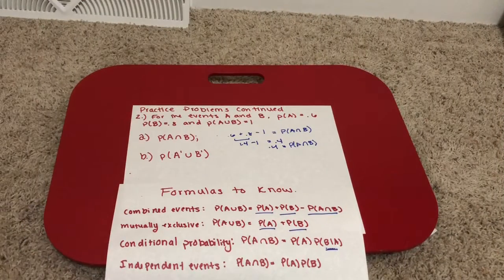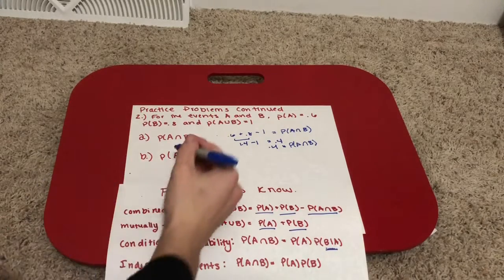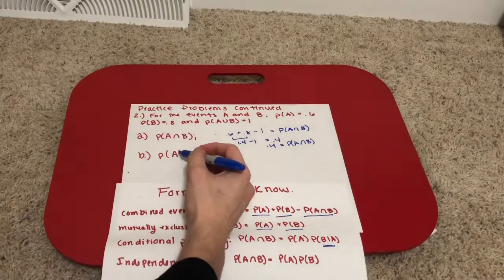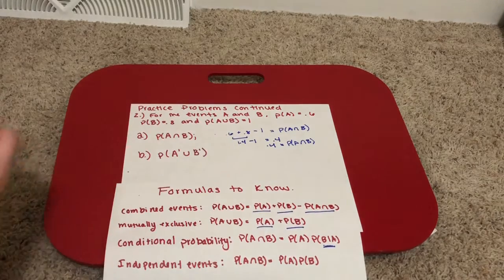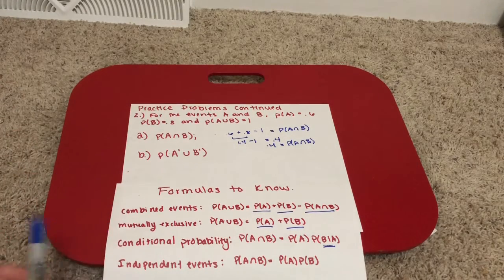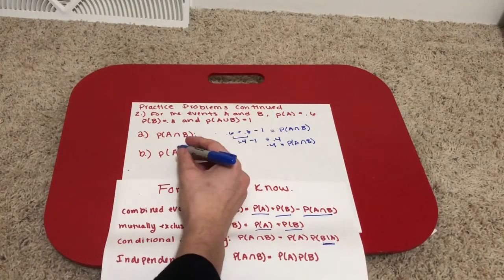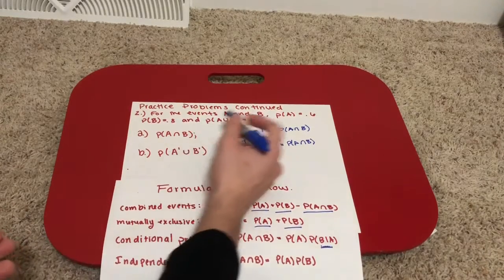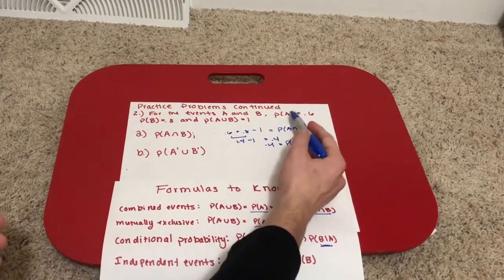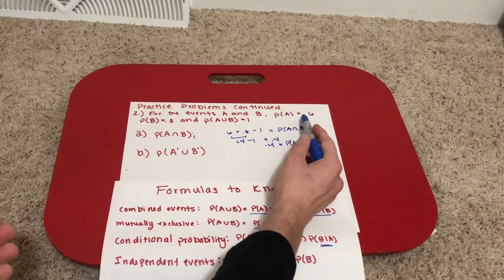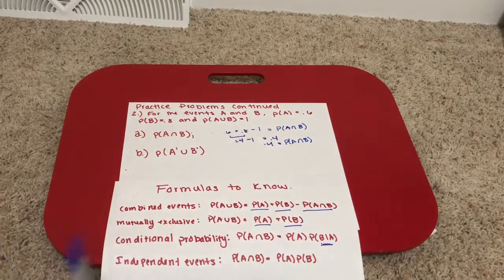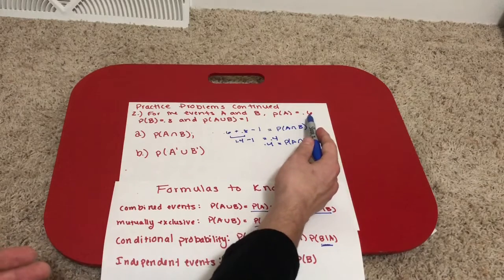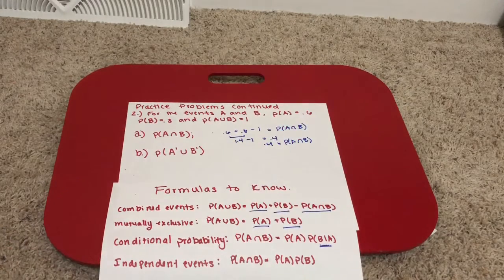Okay, so for part B, I didn't really talk about this, but this apostrophe right here basically means the opposite, so the opposite out of 1. So the opposite of the probability of A would be 0.4, because 1 minus 0.6 equals 0.4. So basically what plus that gets you to 1.